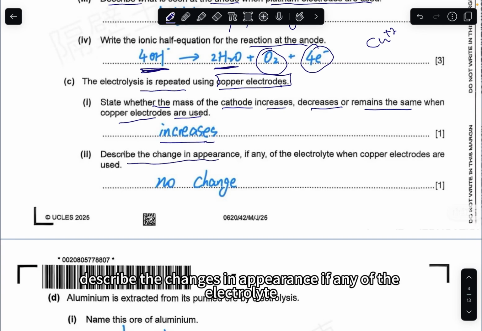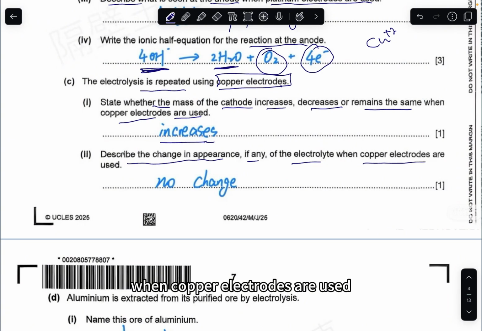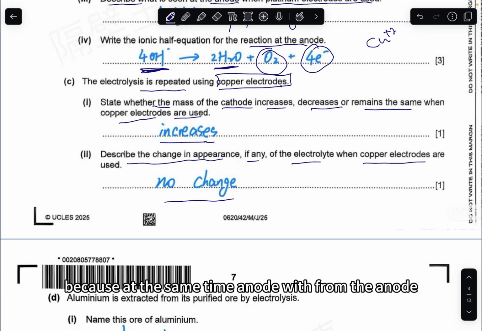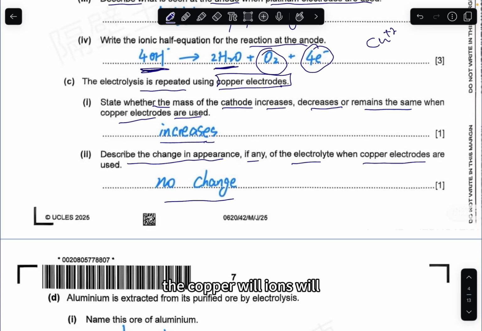Describe the changes in appearance, if any, of the electrolyte when copper electrodes are used. So the appearance will not change, because at the same time from the anode the copper ions will come into the solution, so there will be no change in the appearance.